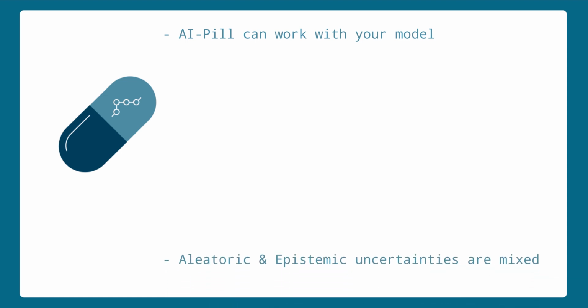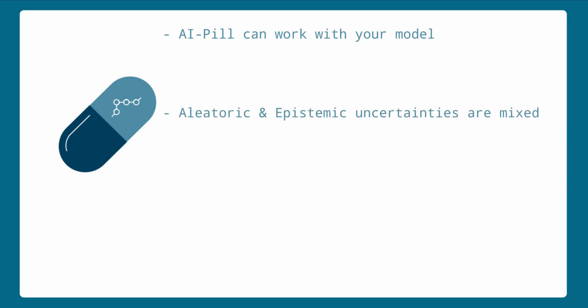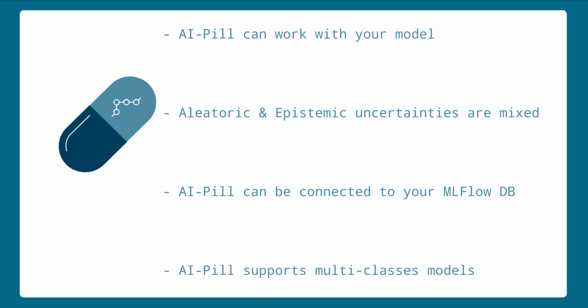The uncertainty proposed by AIPL mixes aleatoric and epistemic uncertainties. Future work includes using both independently. AIPL can be connected to your MLflow database. The models within your catalog will be made available for predictions, retrains, and evaluations. Every experiment done with AIPL will be saved into your database. AIPL supports multi-class models even though Brian did not talk about it.